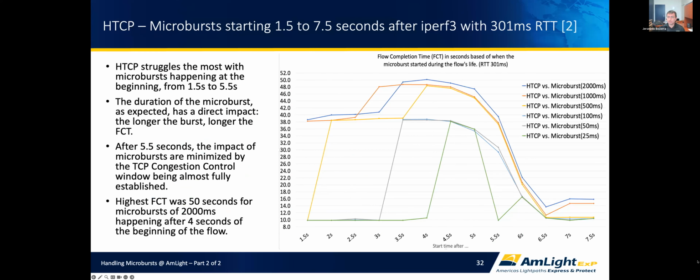Moving on to 301 milliseconds, you see that the pattern is pretty much the same, right? You see this for HTTP now, it goes from 1.5 seconds all the way to 5.5 seconds, which is the beginning of the slow start. Remember, this is at 301 milliseconds. This is when HTTP performs the worst, right? And after the mark of 6.5, you can see that the flow completion time goes back to 14 seconds, 16 seconds, or even 10 seconds. It gets pretty good depending on the duration of the microburst.